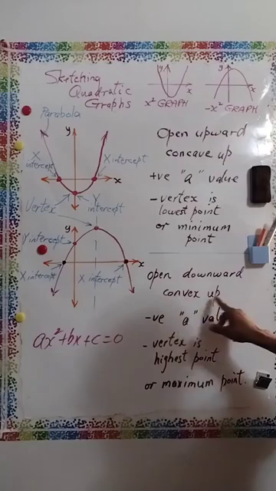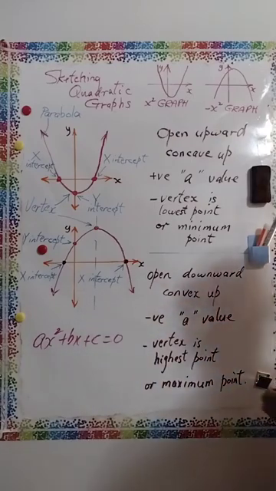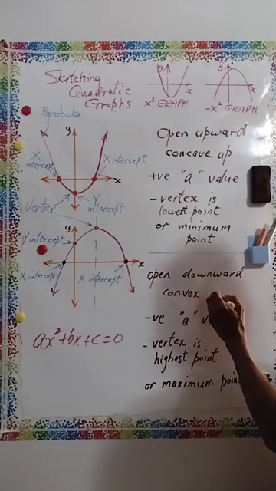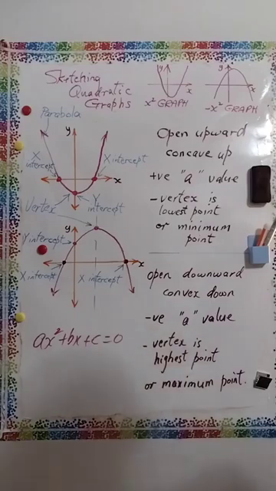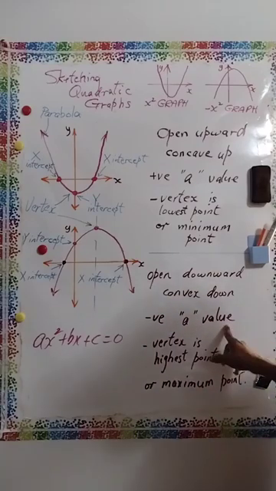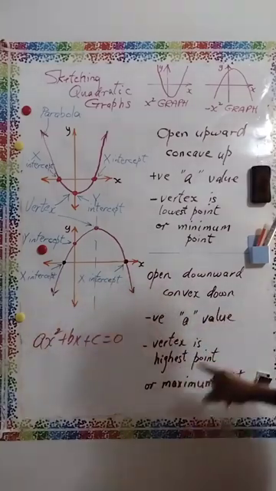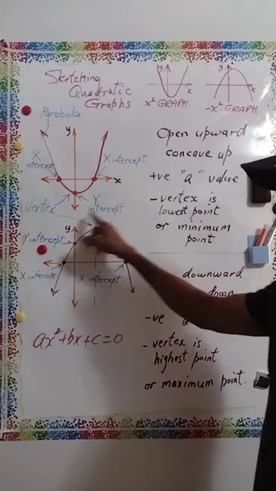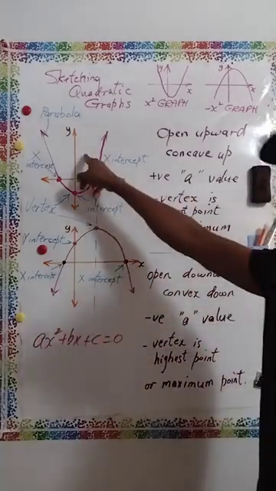and because it's opening downwards, it's concave down, right? It's concave down, right? So please know that it's concave down. And it has a negative A value. So any parabola that has a negative A value would be in this position, inverted.